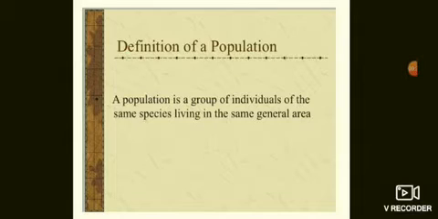It is a group of individuals of the same species living in the same general area. The members of a population have some common characteristics, share a common gene pool, and are capable of interbreeding among themselves to produce fertile offspring. So we can say a population is subordinate to a species. The scientific study of population is called demography. All the populations of different species of a particular geographical area collectively constitute a biotic community.